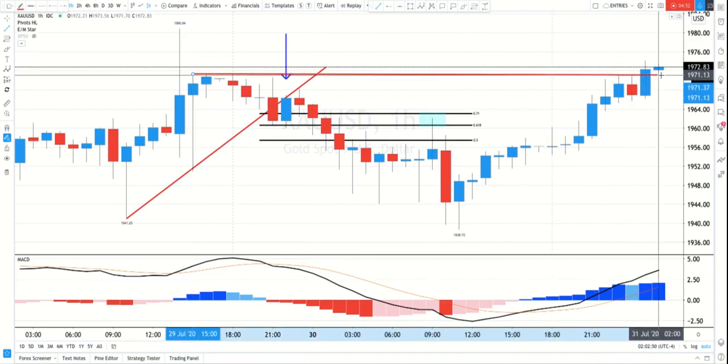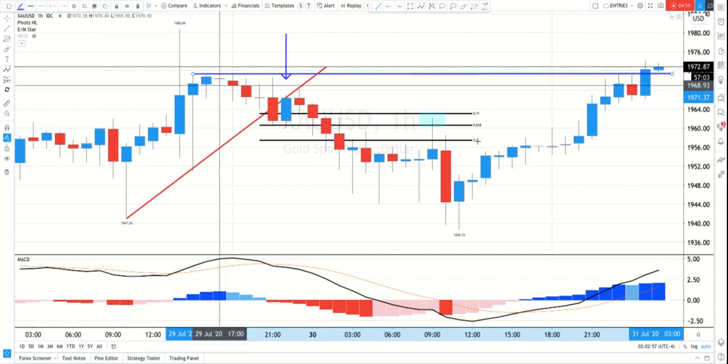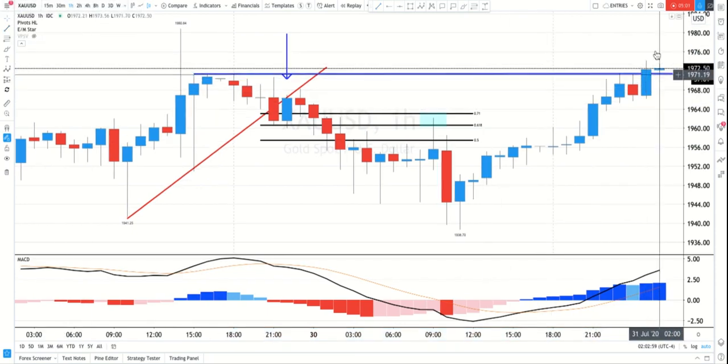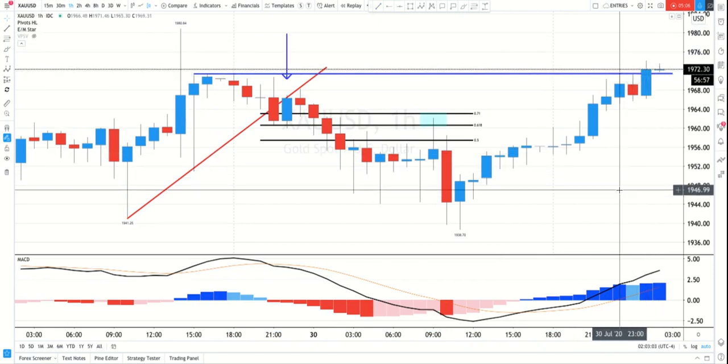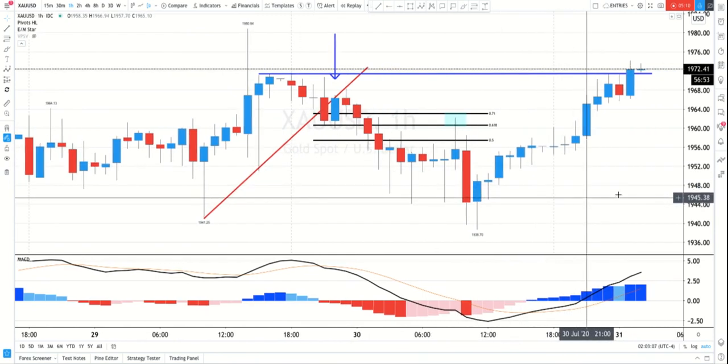So if we can get some closure above this line right here, representing the last structure point where price was at, then I would ultimately like to see price moving up to the upside, as you can see price currently reacting right now. So that was my overall jitter, I guess you can say, analysis off the 1 hour.